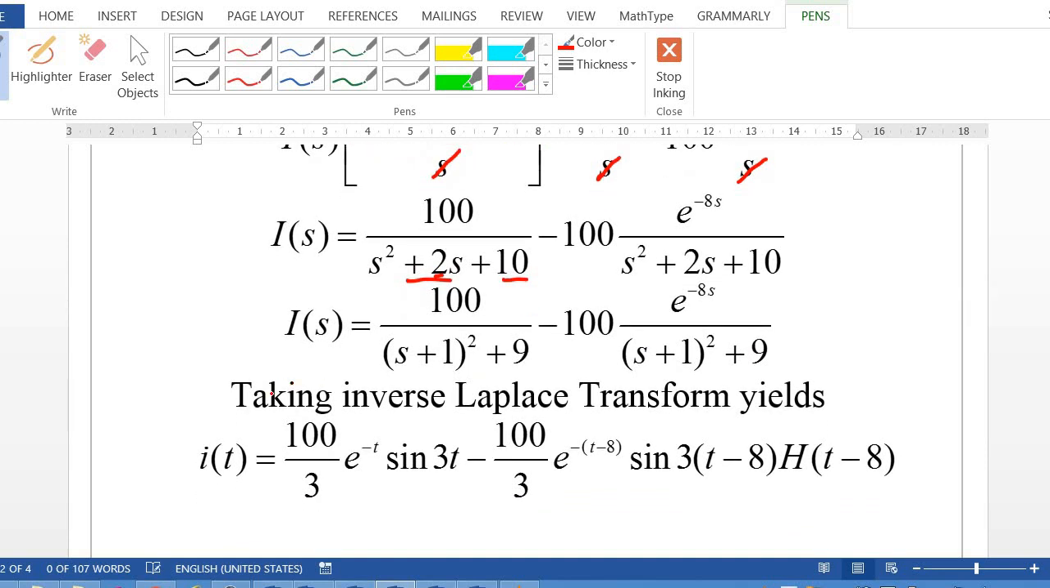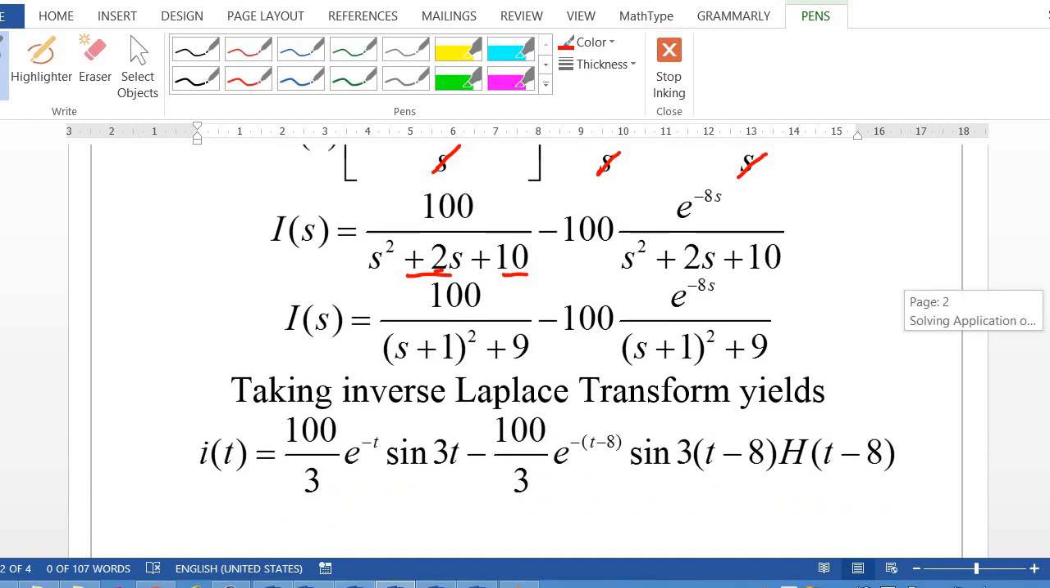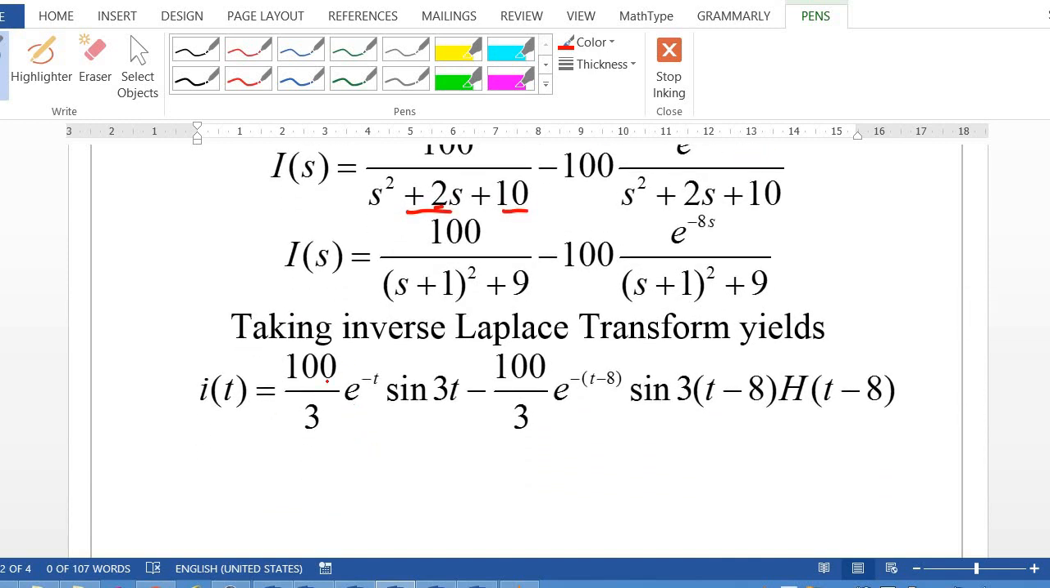Fourth step, taking the inverse Laplace transform. Taking the inverse Laplace transform, you'll get 100 over 3 e to the negative t sin 3t for the first term. The second term becomes negative 100 over 3 e to the negative (t minus 8) sin 3(t minus 8) h(t minus 8). How do we get this one? We recall how we do it. For the first term you need to use the first shift property, for the second term you need to use the second shift property.